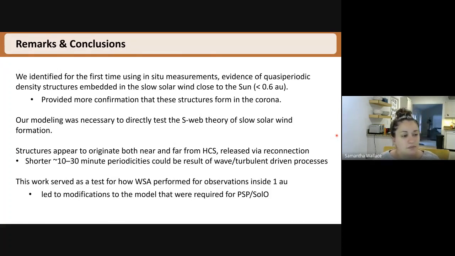And so this work also served as a test to see how WSA would perform for observation inside 1 AU. And what was birthed out of this study was that now the model, all like Helios and these older magnetograms like Mount Wilson and Wilcox, are integrated into the model in a more streamlined way so that we can readily do more studies like this. So we're definitely interested in collaborating with others that want to look at these older data sets as well.